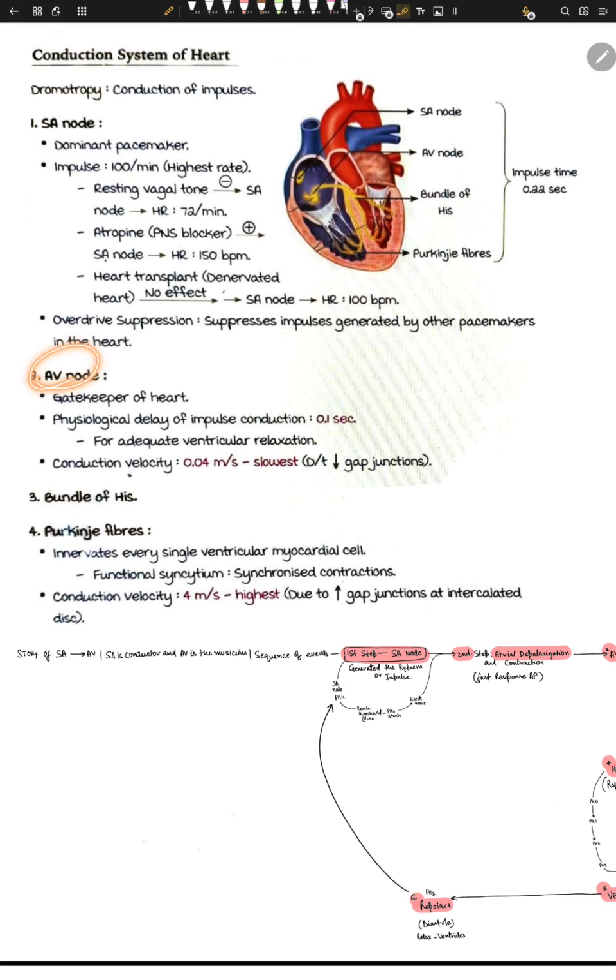Other thing is that the AV node right here is the gatekeeper of the heart. It delays the impulse of conduction around 0.1 seconds for adequate ventricular relaxation. I hope we already know that. Conduction velocity is around 0.4 meter per second. It's really slow due to less amount of gap junction.